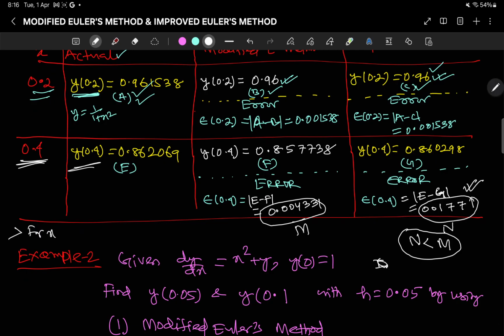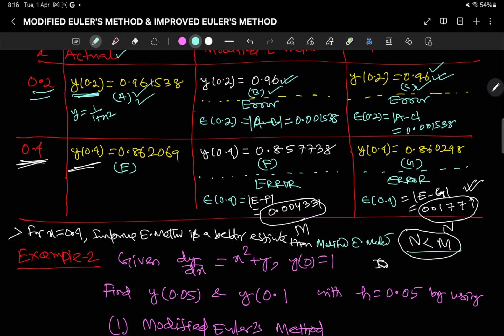So what is our remark? For x is equal to 0.4, the improved Euler method is a better estimate than your modified Euler method. Okay, now let us discuss one more example.